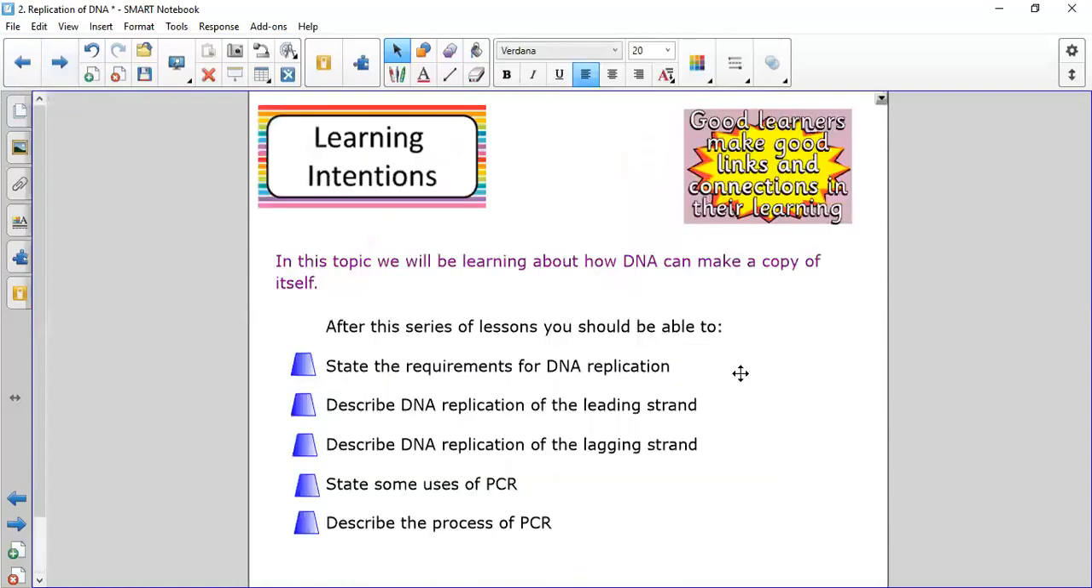Right, so this topic is all about how DNA manages to make a copy of itself. It's called replication of DNA. And after this very long video, you should be able to state the requirements for DNA replication, describe DNA replication of the leading strand, that'll mean nothing to you just now, and the lagging strand, similarly, you won't have a clue what I'm talking about just now. State some uses of PCR and describe the process of PCR. So there is lots to learn in this lesson.